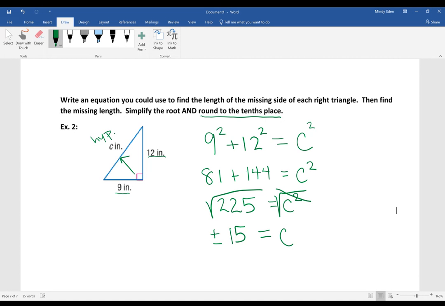Now, to get back to the problem, since these are triangle lengths, the negative 15 does not make sense. So for our purposes, we're only going to consider positive lengths. So our hypotenuse is 15 exactly.